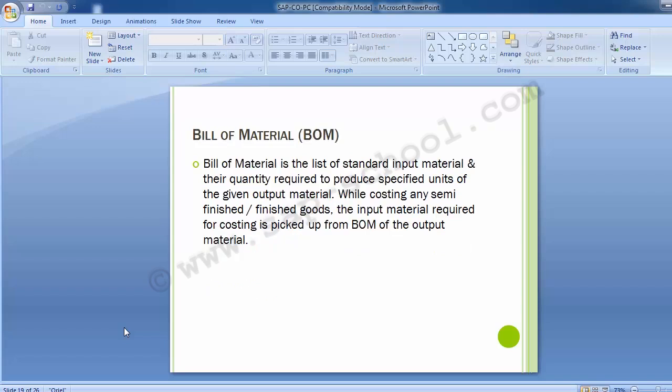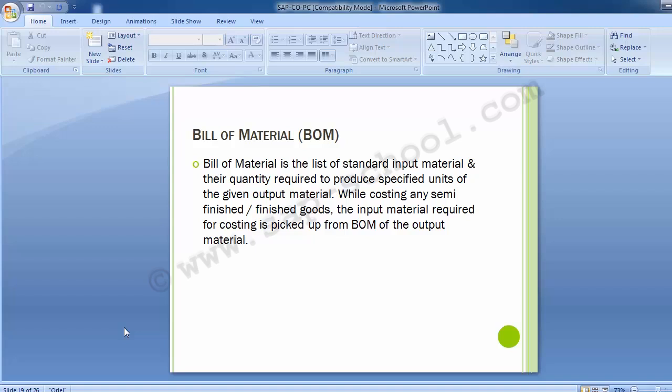The other master data is bill of material. Bill of material, which is also known as BOM, is the list of standard input material and their quantity required to produce a specified unit of the given output material. While costing any semi-finished or finished goods, the input material required for costing is picked up from the BOM of the output material. For an internally produced material, a bill of material, that is BOM, is created. A BOM contains the components of materials and the quantities required to produce a finished or a semi-finished good.